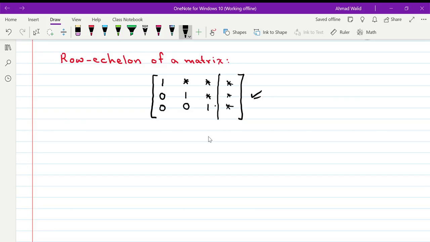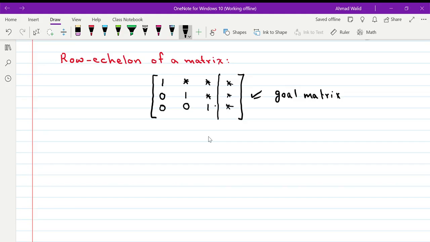We call this matrix row echelon, correct? Remember, this matrix is really important, or some professors call it a goal matrix. For example, this one is for the system of linear equations, to solve the system of linear equations in 3 variables.